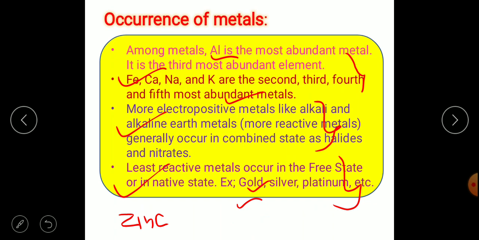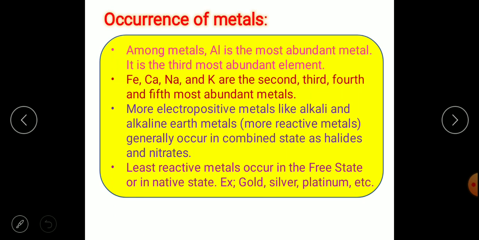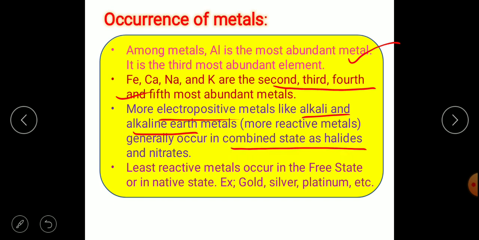Next is the occurrence of the metals. Among the metals, aluminium is the most abundant metal. Iron, calcium, sodium and potassium are the second, third, fourth and fifth most abundant metals. The more electropositive metals, usually alkali and alkaline earth metals, are called electropositive metals. Generally they occur in the combined state.